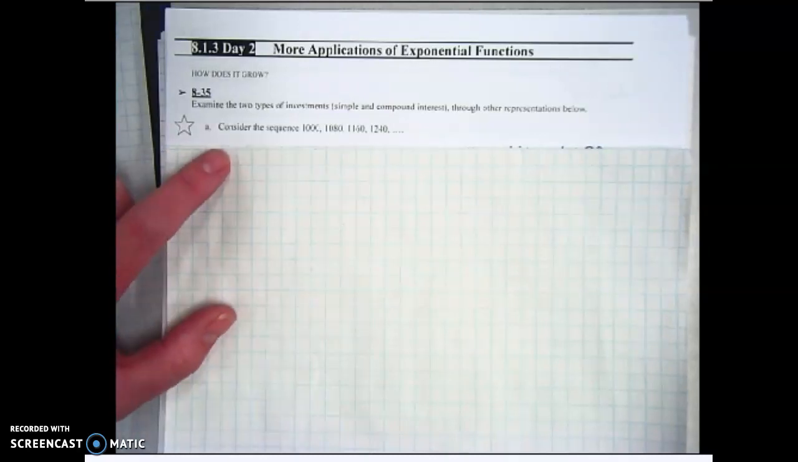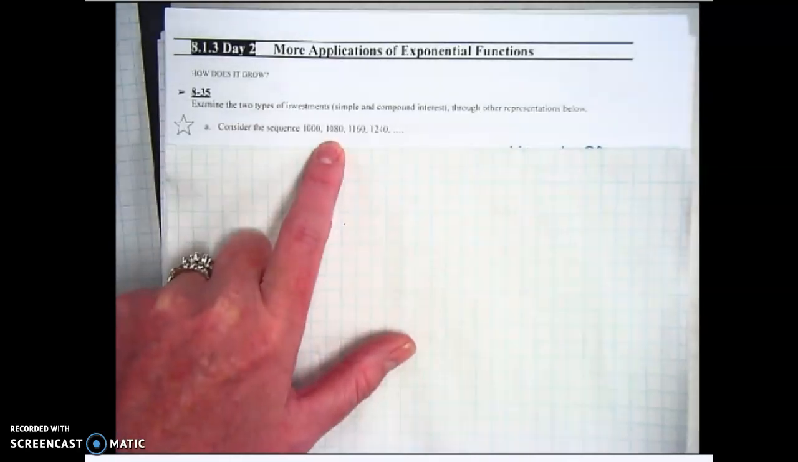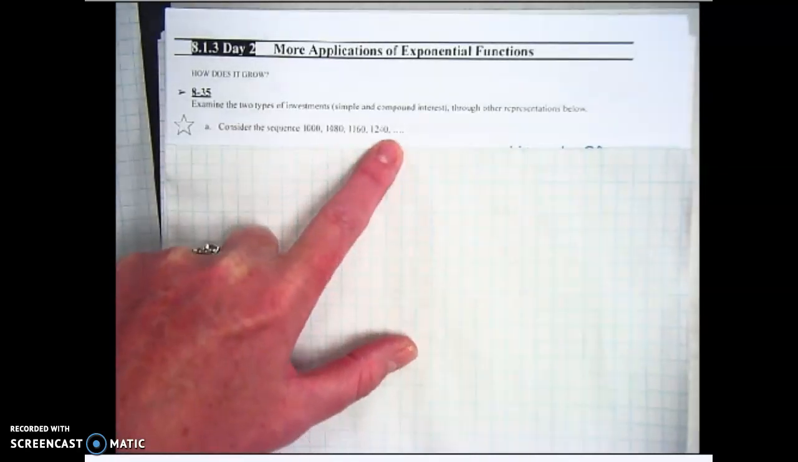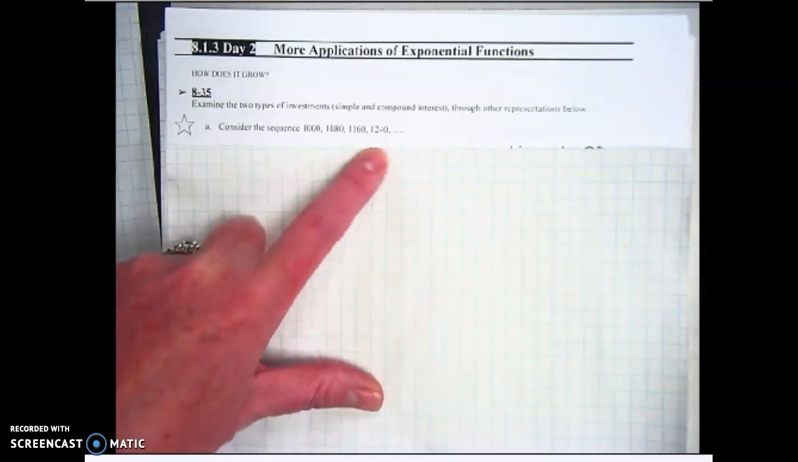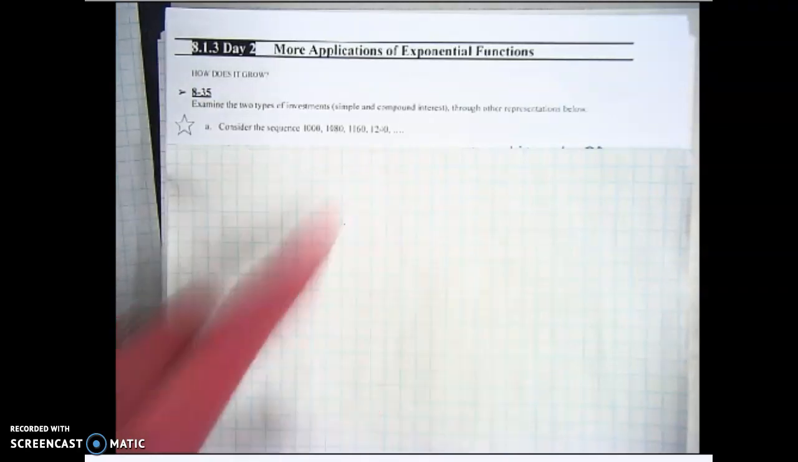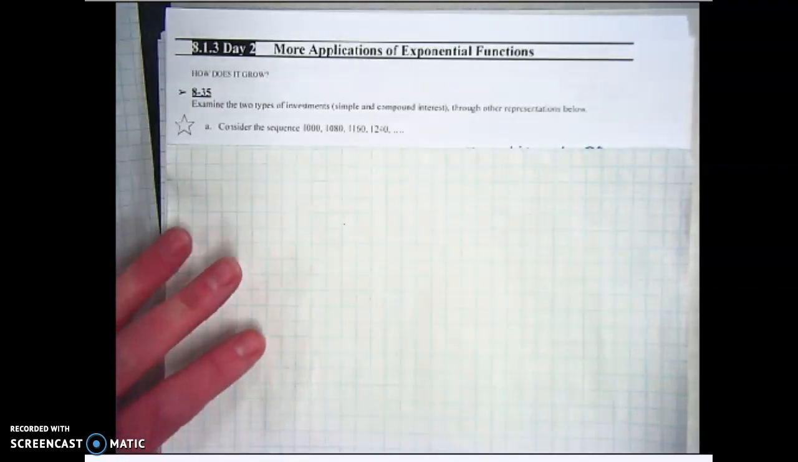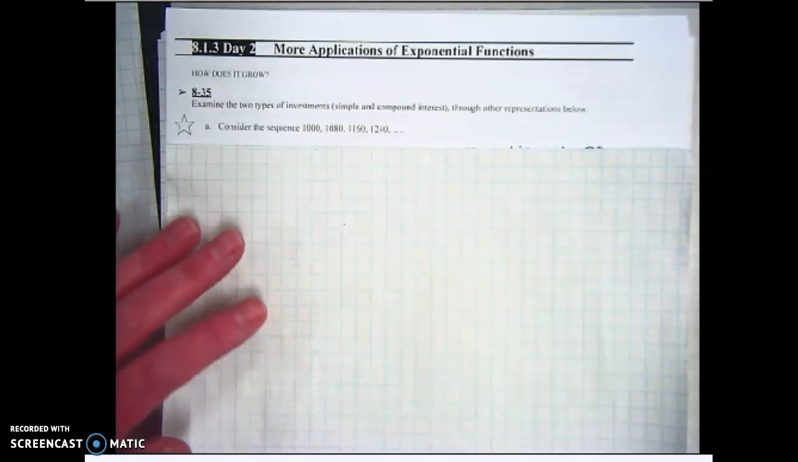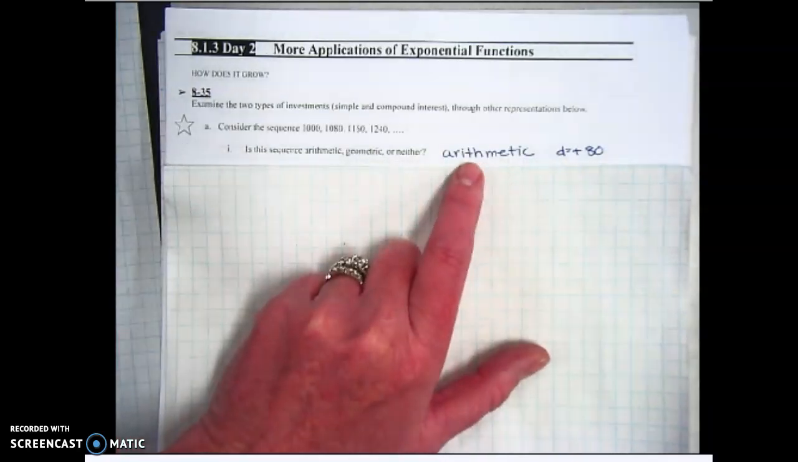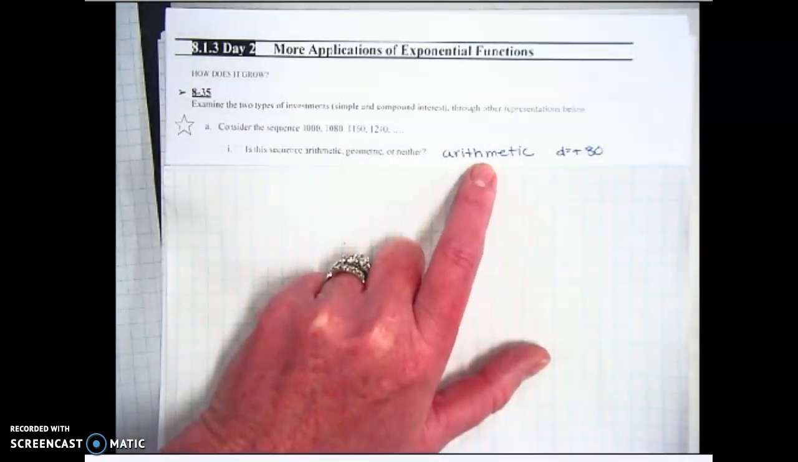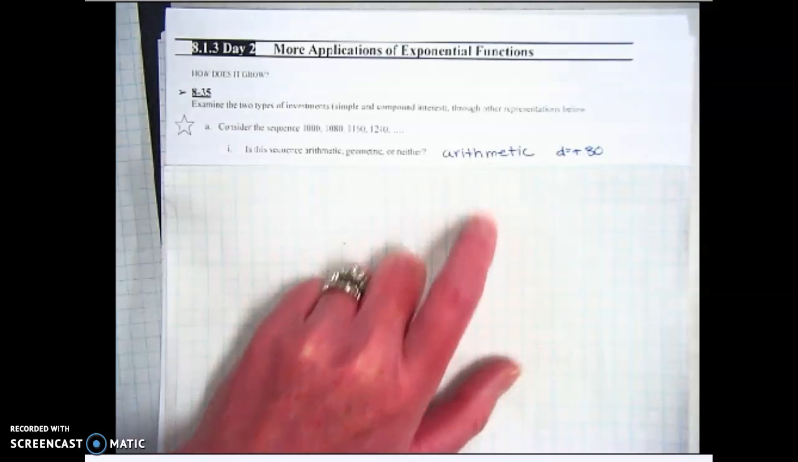Part A, consider the sequence 1,000, 1,080, 1,160, 1,240. Does this look familiar? Yes, we saw this yesterday, right? In the left-hand column. Was that the simple interest or the compound interest? Simple. That one was the simple interest.